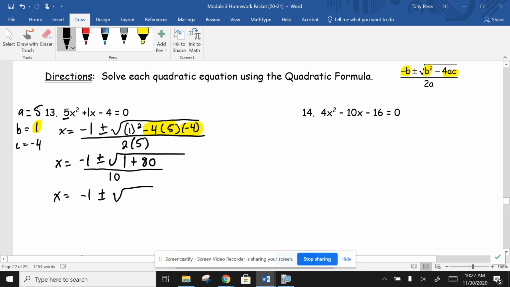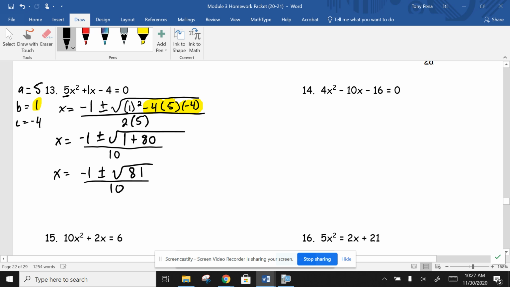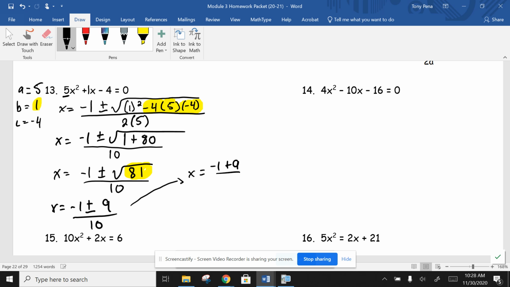So -1 plus or minus the square root of 1 plus 80, which is 81, divided by 10. So we actually get a nice number here, because the square root of 81 is a perfect square, 9, all over 10. But if you remember, that little plus minus means we again get two different solutions. So just like we did above, we're going to do one of these as if it's a +9, and then our other answer is going to come from saying it's -1 minus 9. And that's how we should get our two different solutions.